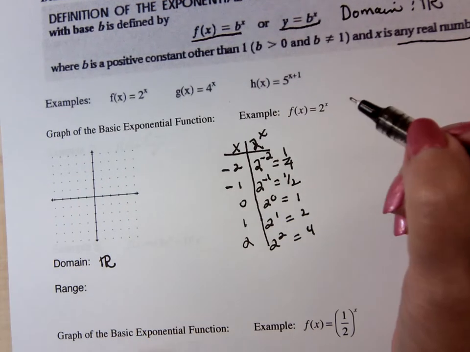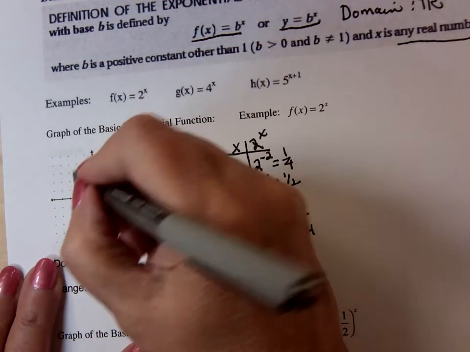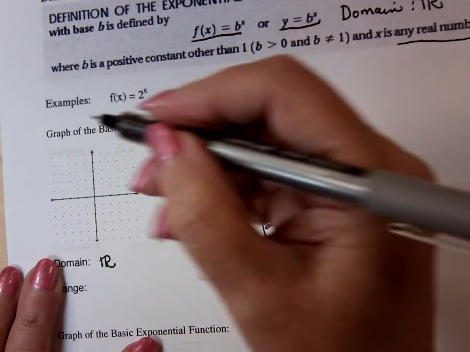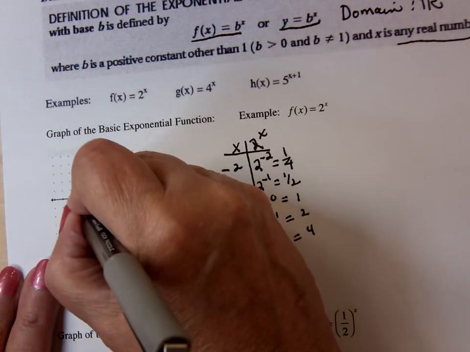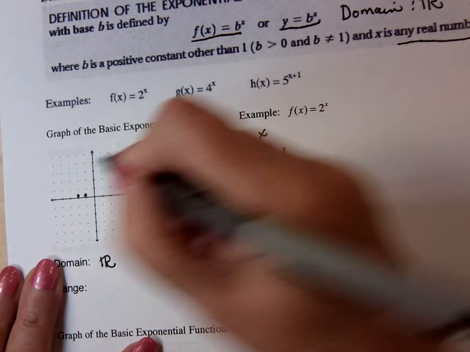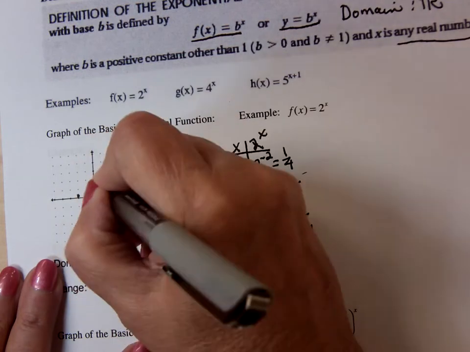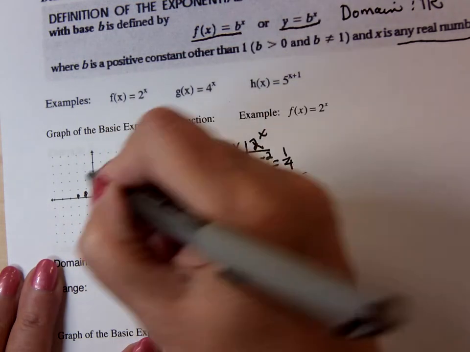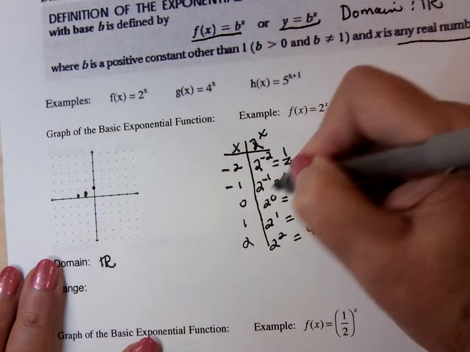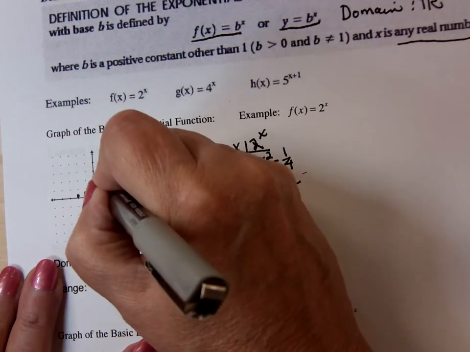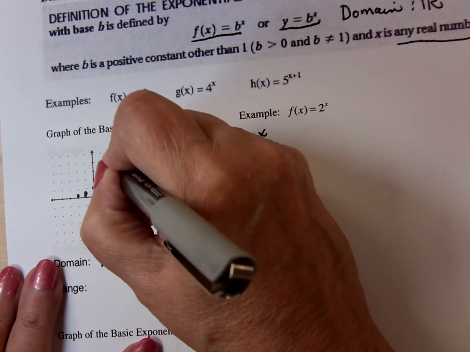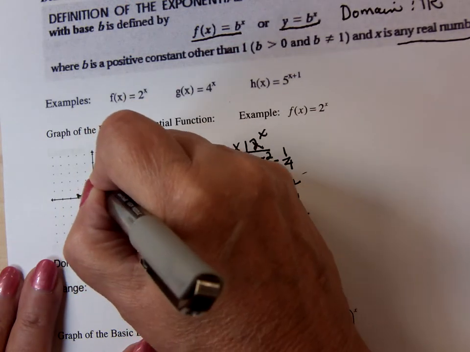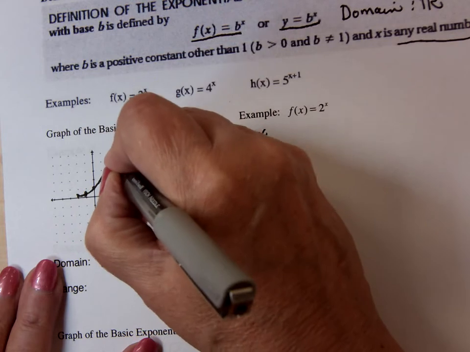We might have been able to go a little bit bigger on that. So -2 is going to be 1/4. -1 is a little higher than that. It's 1/2. 0, 1. 1, 2. 2, 4. And if I just connect the dots, it looks like this. It's going to continue up.